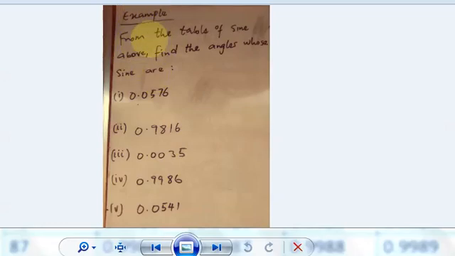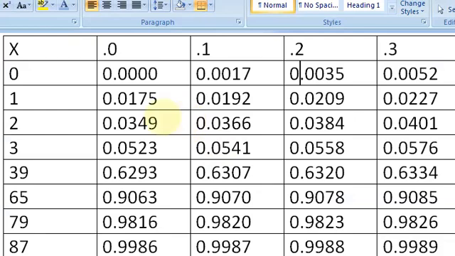In the example, we are told that from the table of sine above, find the angles whose sines are these. Remember, the sine table above means that specific table I was using the other time. So let us make reference to that table and look for the point where we have 0.0576. From the table, when you look critically, where do you have 0.0576? We have to check it one by one. 0.0576, yes, it is here. This is the place where I have 0.0576.